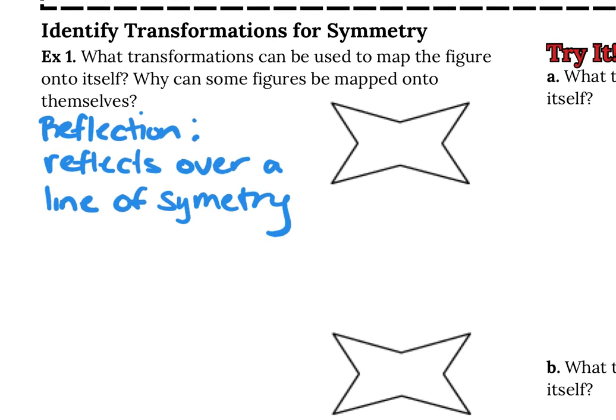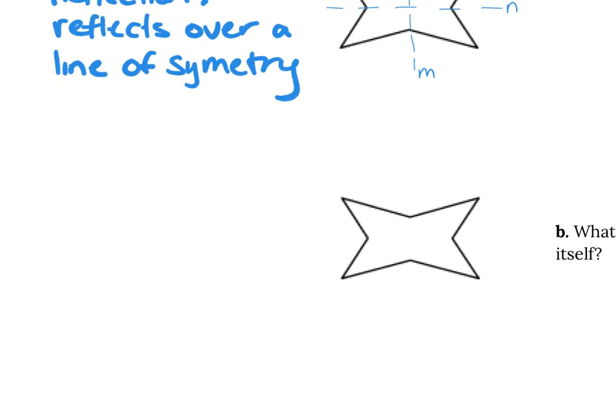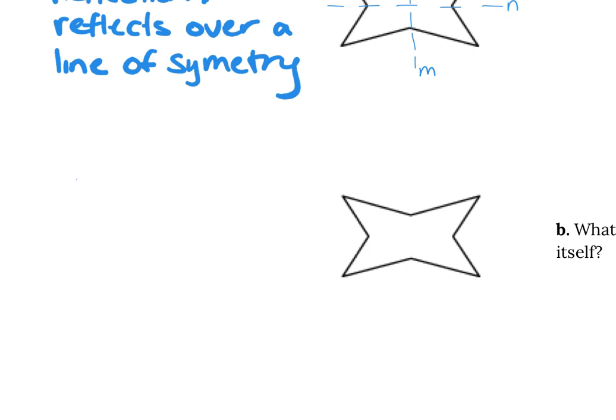Okay, so for this one, if I was to create a line of symmetry, I could either create a line of symmetry here, we'll call it n, or a line of symmetry going down this way, I'll call it m. Okay, so that's two ways that I can have symmetry in that image through reflection. We can also have rotational symmetry. Okay, and we do that by rotating it around a point.